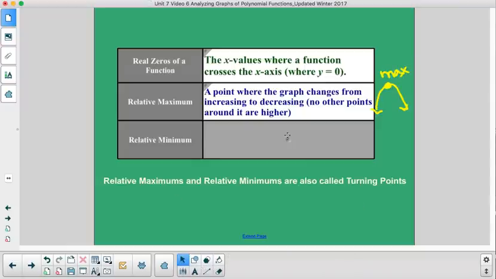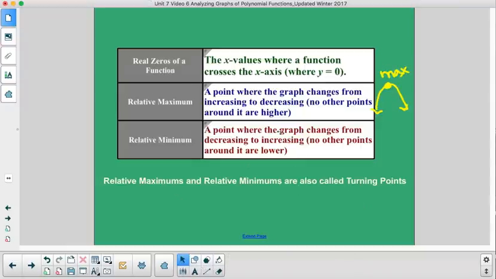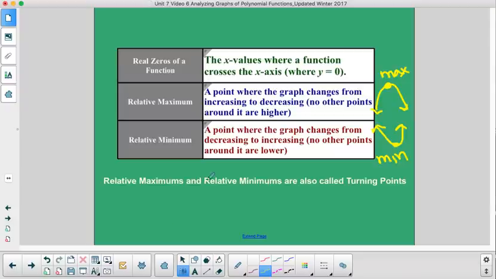And then minimum is just the opposite. It's where it goes from decreasing to increasing. So in this case, we are decreasing to increasing, so right here is a minimum. Relative max and mins, like I've already said, are also called turning points. So typically we refer to them as max or mins.